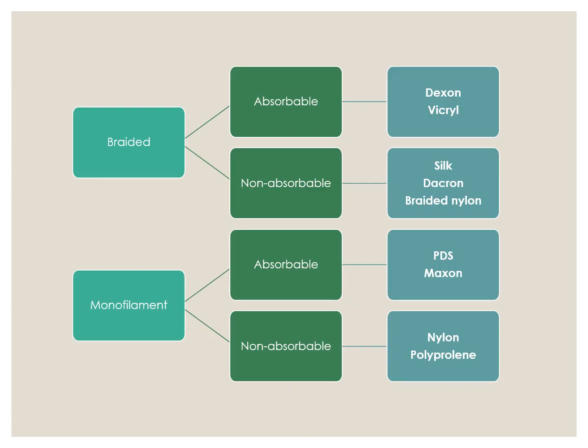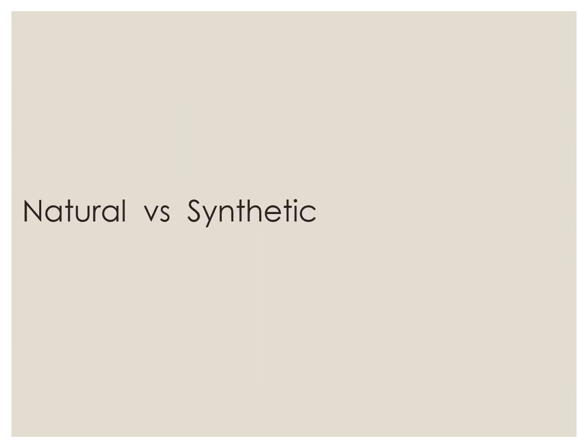In braided and monofilaments, in braided, absorbable are Dexon and Vicryl. In non-absorbable, silk, Dacron, and braided nylon. In monofilament, in absorbable, those are PDS and Maxon. In non-absorbable, those are nylon and polypropylene.